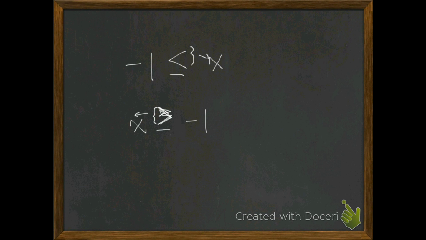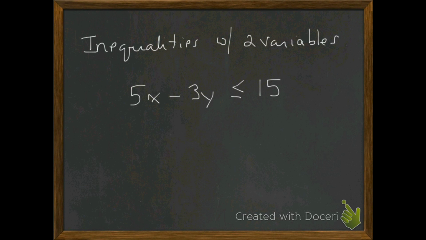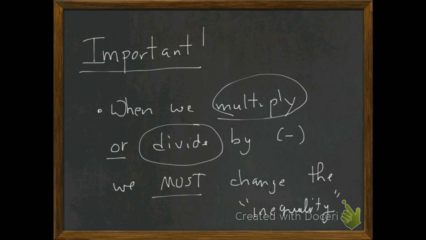Okay, now, let's go back to the original problem here. 5x minus 3y less than or equal to 15.